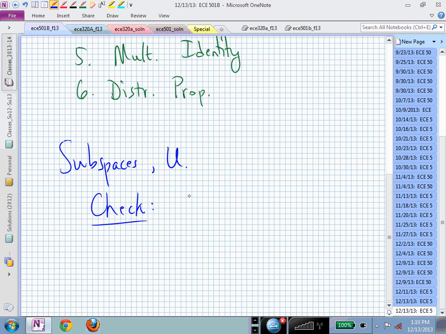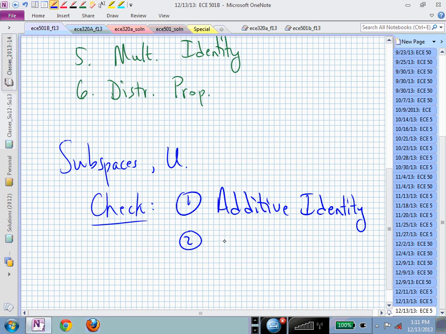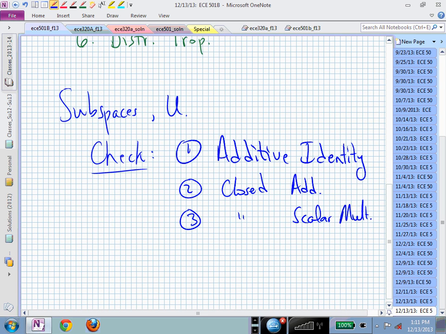So you need to check that it has the additive identity, or a zero element. It needs to be closed under addition, and it needs to be closed under scalar multiplication. If you have those three checks on this subset U, then it's a subspace. One of the main ones is that it needs to have that identity element, the additive identity, the zero element.